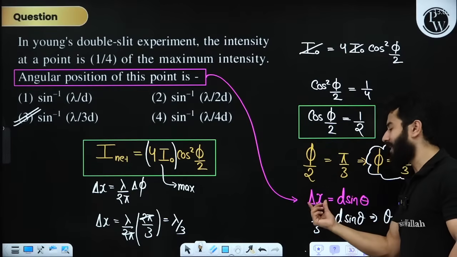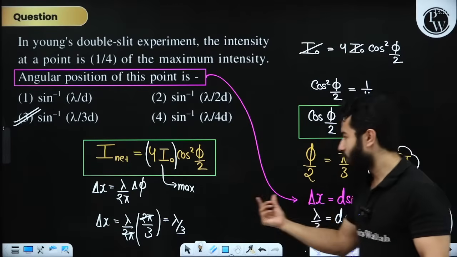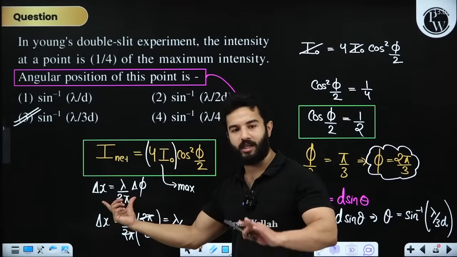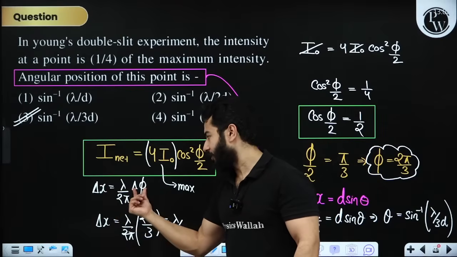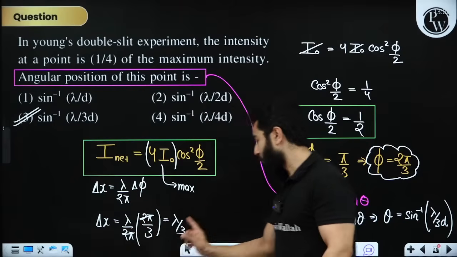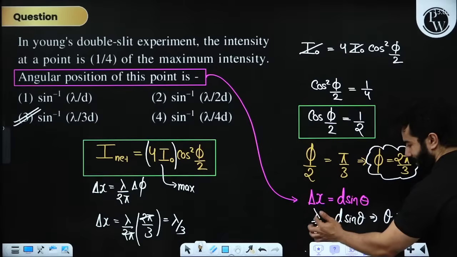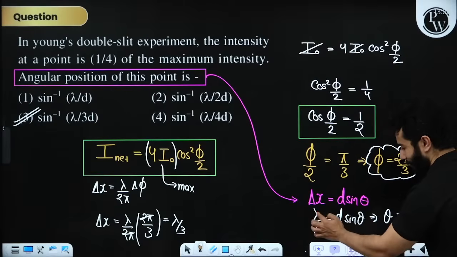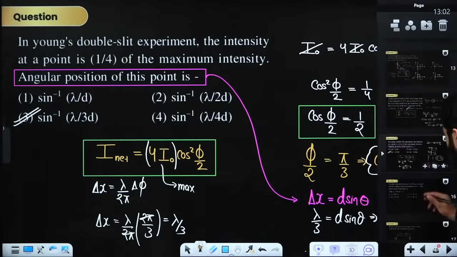Next step is finding this delta x. For this, use the relation between path difference and phase difference. Instead of phase difference, we have written 2 pi by 3. Path difference comes out to be lambda by 3. Substituting delta x as lambda by 3, sine theta will come lambda by 3d, and everything is clear after that.